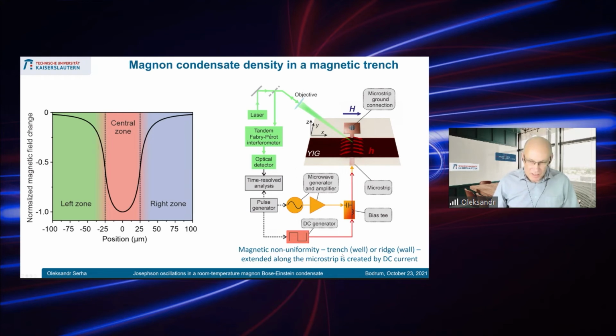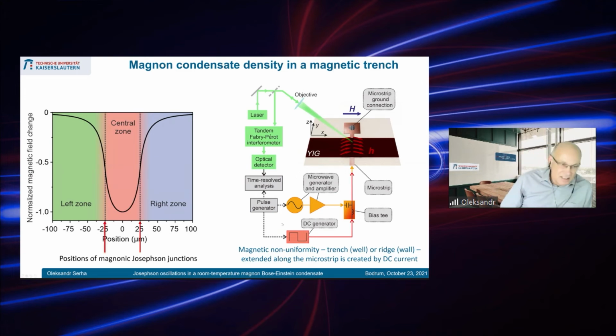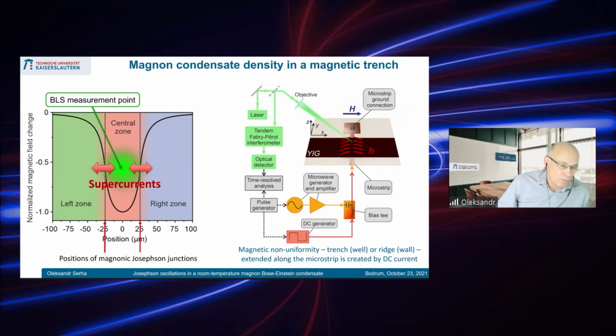A magnetic non-uniformity, a trench, which is a magnetic well where the local magnetic field decreases, as in the left picture, or a ridge, where it increases, can be created by changing the polarity of this current. In such a case, we have a few zones. The central zone, where we apply current, has the minimum of our field, it is a trench, and we have right and left zones, where the Bose-Einstein condensate is described by the undisturbed bias magnetic field. So the frequency of the Bose-Einstein condensate in the central zone and in the left and right zones should be different. Phase will be accumulated, and so supercurrents will flow from right to the center and from left to the center, and in the opposite direction. And we measure the density of particles in the central zone. If what I said is right, the density should oscillate.